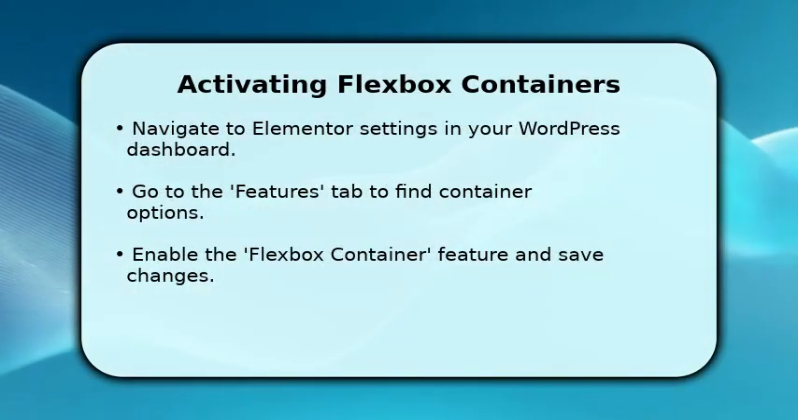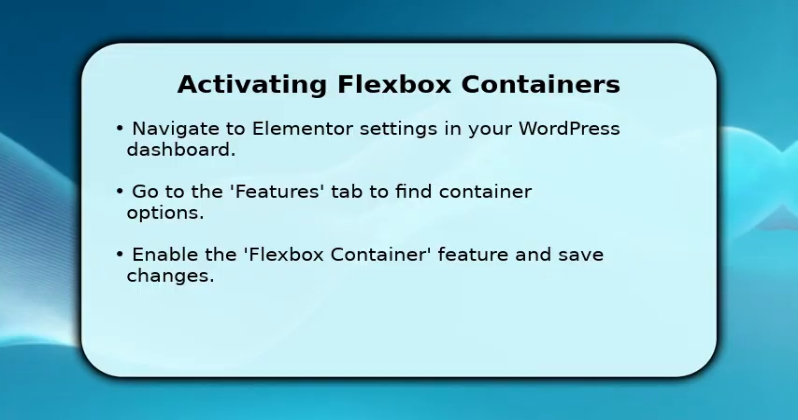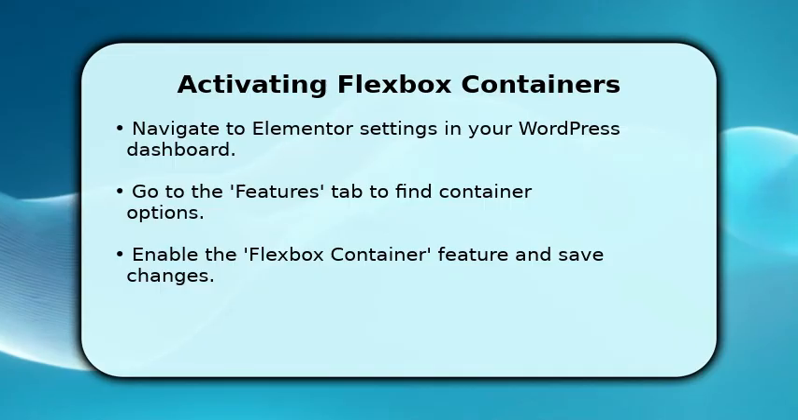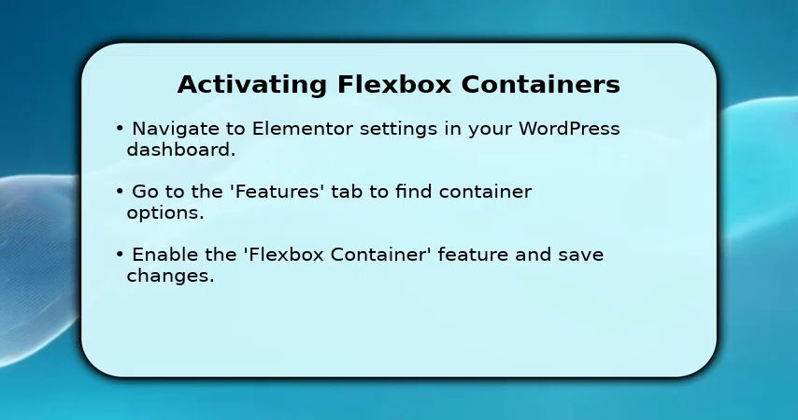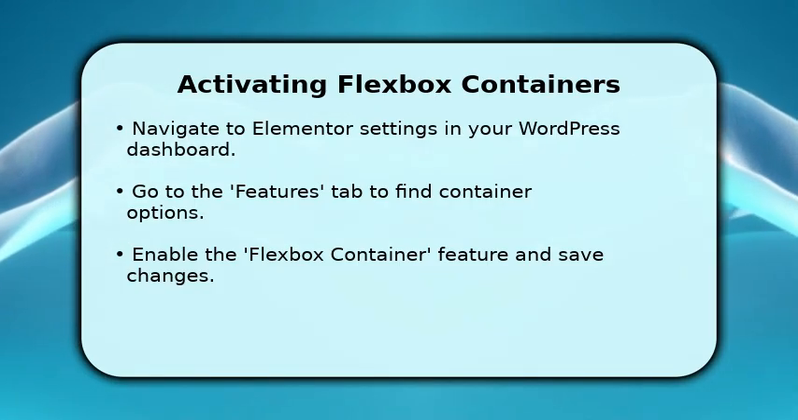To begin using containers, you first need to activate them. From your WordPress dashboard, go to Elementor, then click on Settings. Next, navigate to the Features tab. Scroll down until you find the Flexbox container option and set its status to active. Remember to save your changes at the bottom of the page.